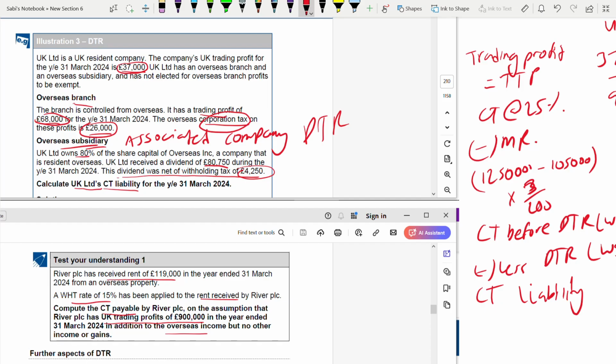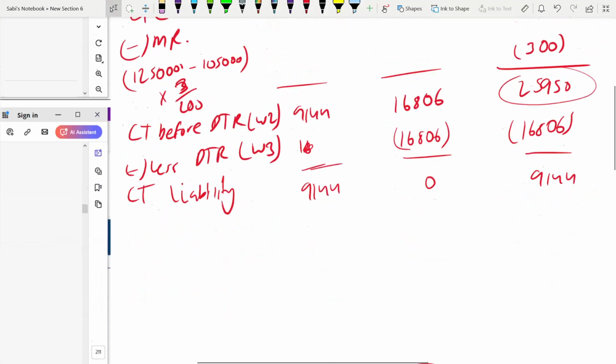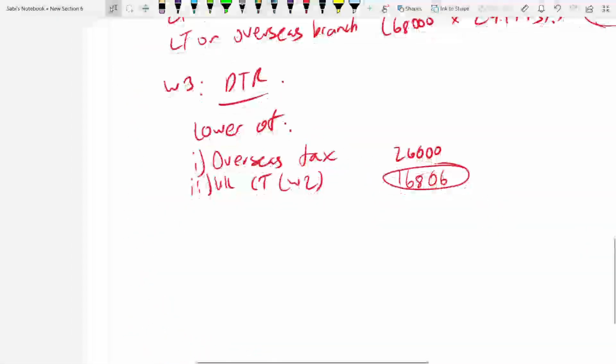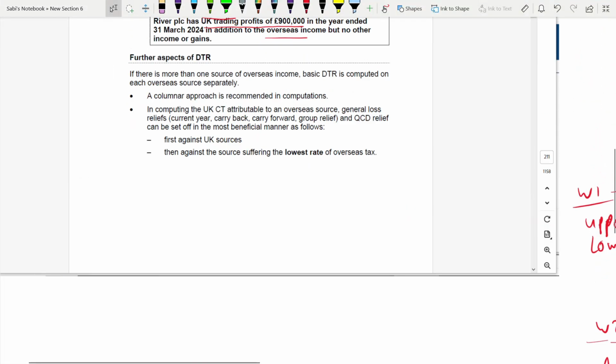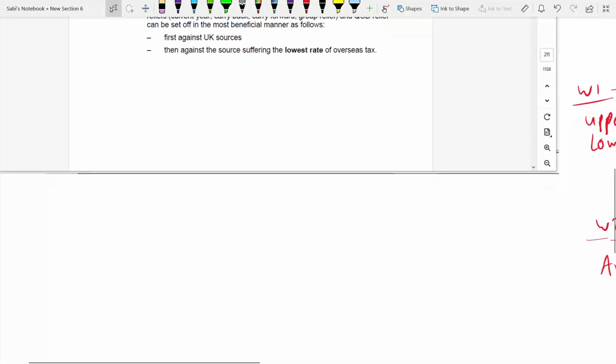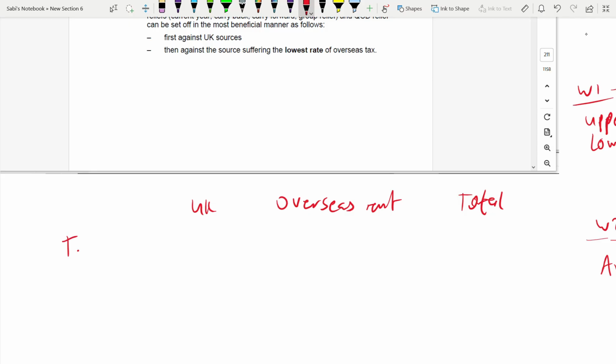Okay, now same way, see, the nature is the same way. We'll do the column format. I'll do it down. So UK, overseas, rent and the total. Always this column format you have to do. We have trading profit TP and overseas rent OR.